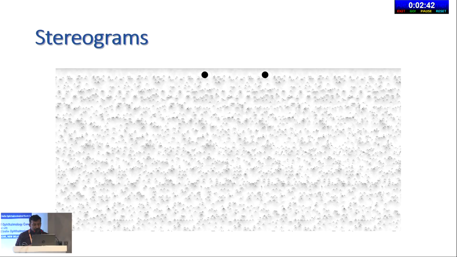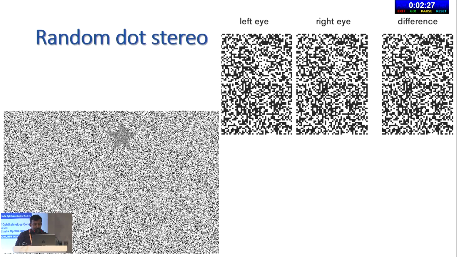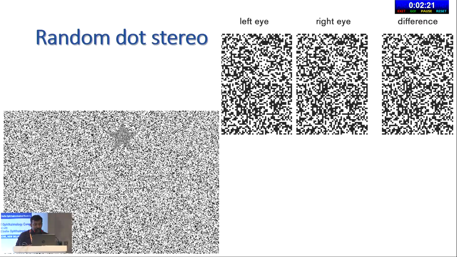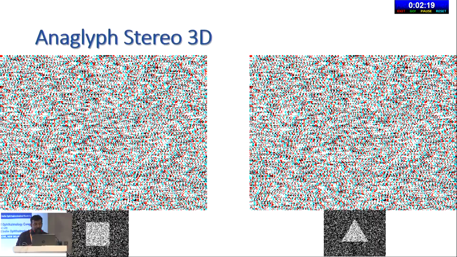And maybe you have seen stereograms, which are images which look like just modern art, but when you focus your eyes correctly, you can see the 3D image pop up. So using these principles, I've started making an app which can be used to test stereopsis. These are random dot stereograms. So this app uses random dot stereograms as well as anaglyph stereograms.